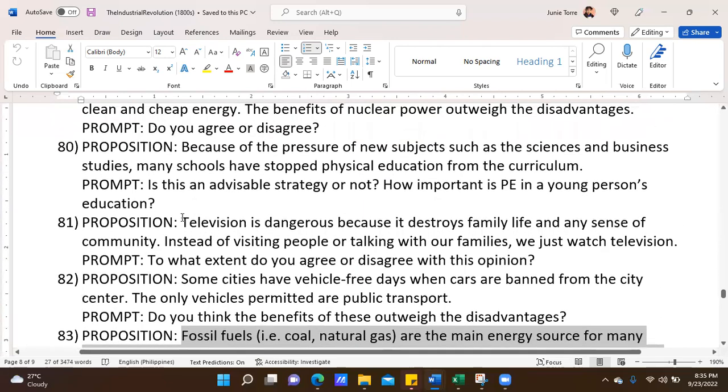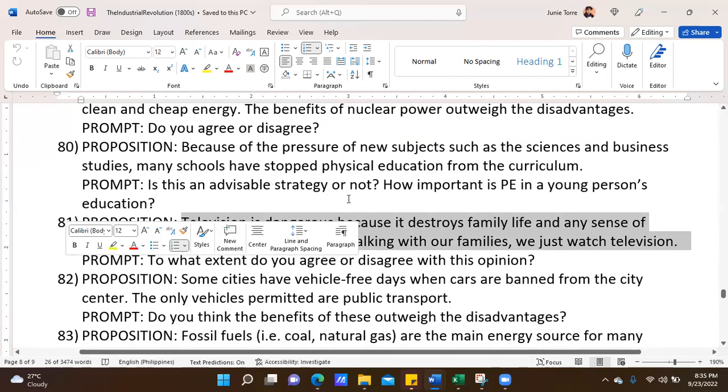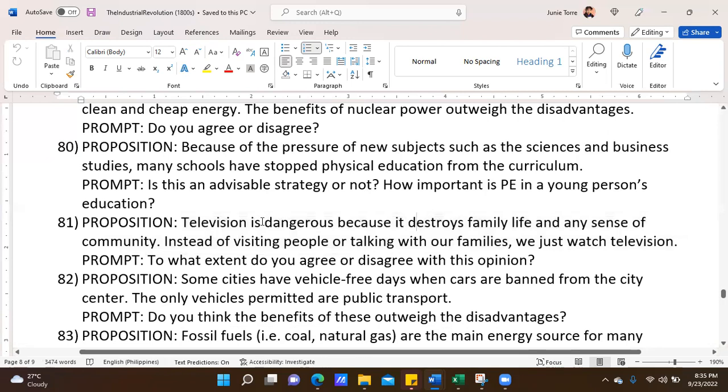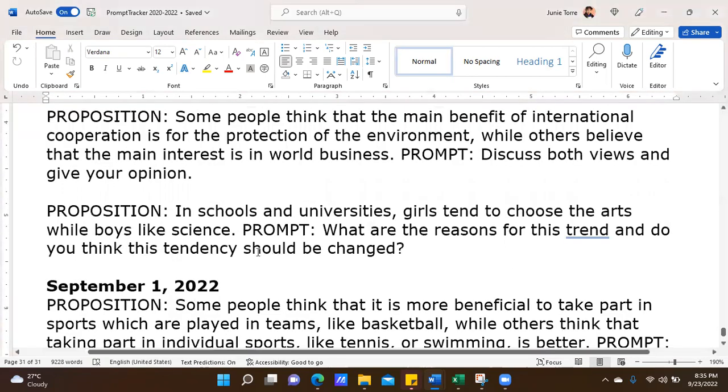Television is dangerous because it destroys family life and any sense of community. Instead of visiting people or talking with our families, we just watch television. Maybe internet. Internet might be the better prompt there, no? The internet is dangerous. Right? Because of the pressure of new subjects such as the sciences and business studies, many schools have stopped physical education from the curriculum. Nice, no? Nice. And then later we will check out the prompt tracker.